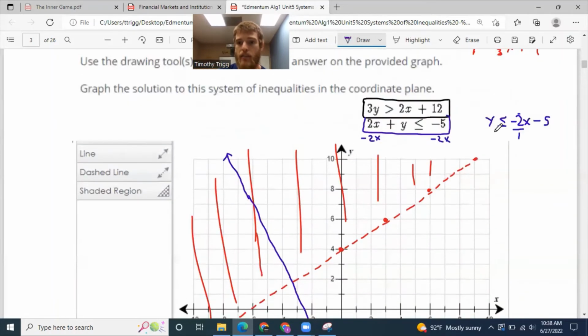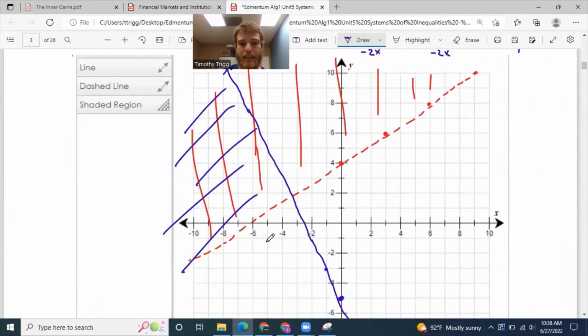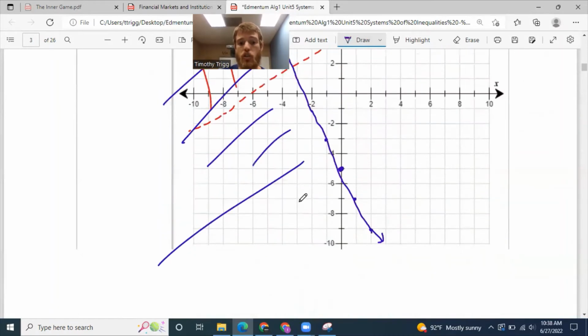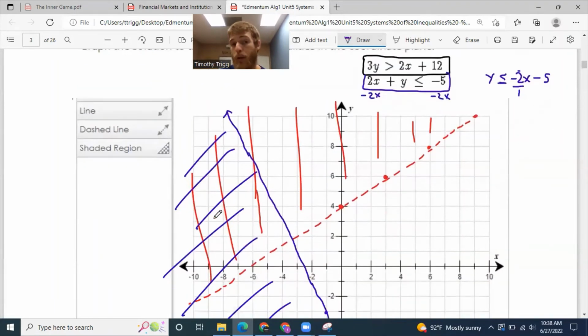And in this case, it's y is less than or equal to. So we're going to shade below because it has that less than or equal to. So the double shaded region is this region right here. Any point in this region would be part of the solution set, and it should produce a true statement for both inequalities.